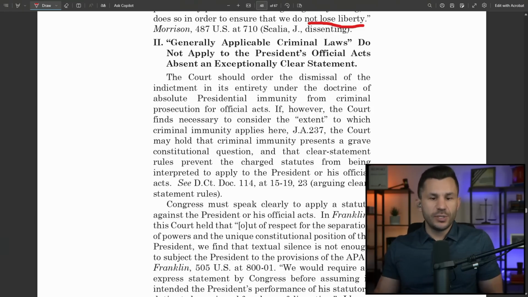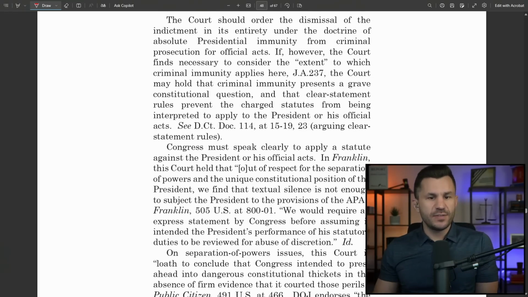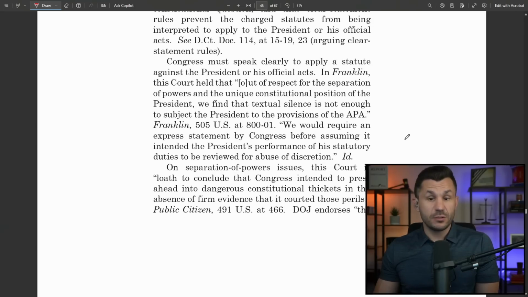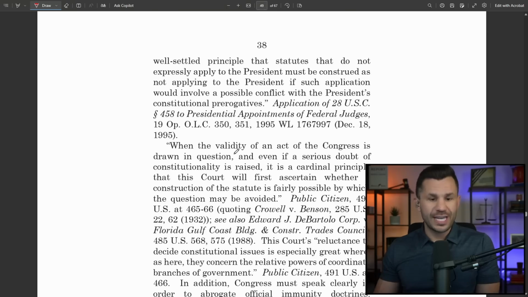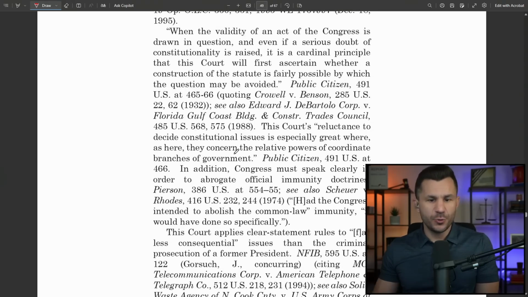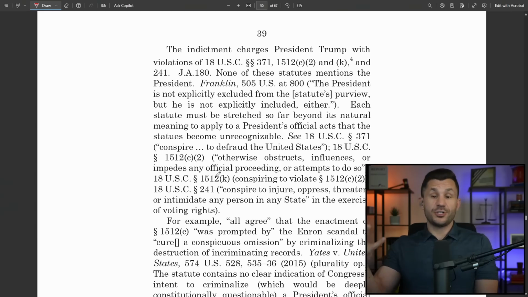Now, generally applicable laws, as they continue, say the court should order the dismissal of this indictment, but if they don't, then we do need to talk about what level of criminal immunity applies here. They say Congress must speak clearly to apply a statute, and it would require an express statement from Congress before that statute is valid. And the courts can't just read in some new statute. So the court applies a clear statement rule, and how it applies to Trump, they say, Trump is charged with these various statutes, 1512(c)(2), (k), and so on.